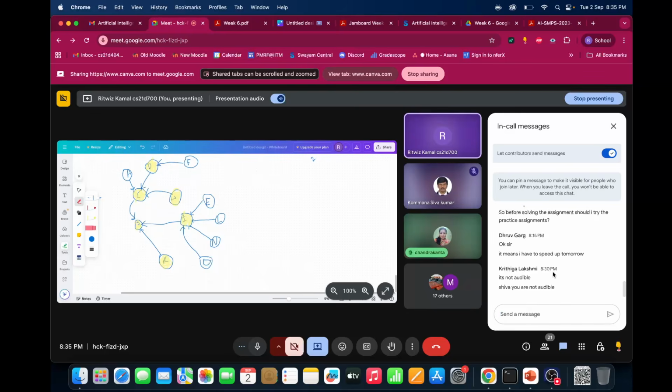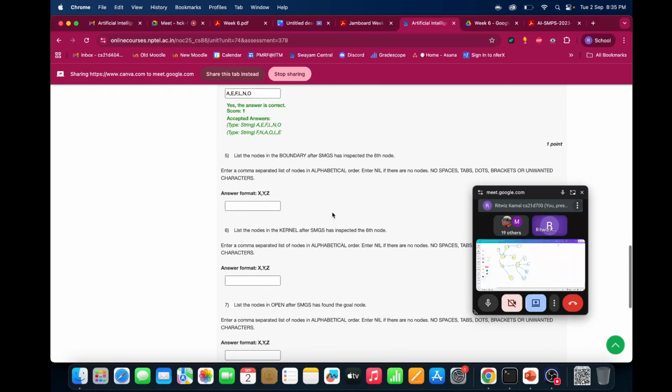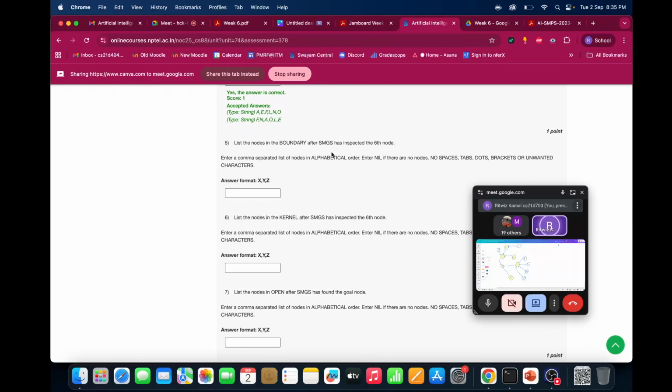So what about H and K? Are they in the kernel or in closed? H and K should be in the kernel. Have they not mentioned that it is in the kernel? Please check in the next question. List the nodes in the boundary after SMJS has inspected the 6th node.